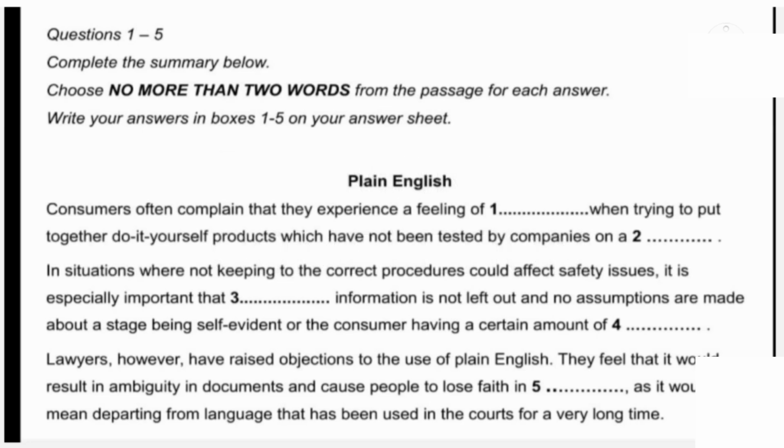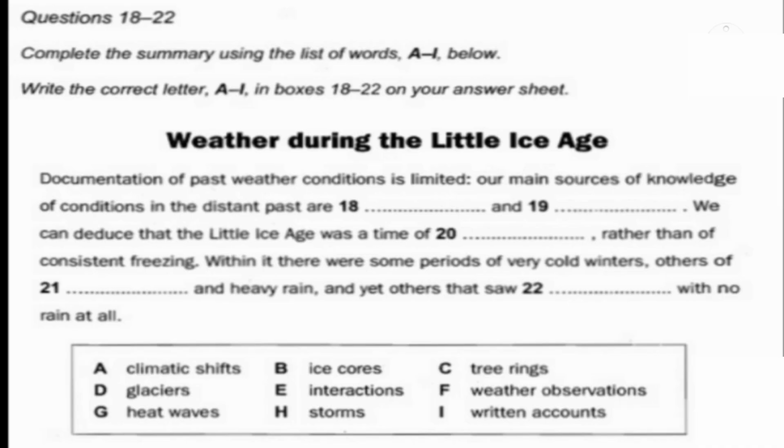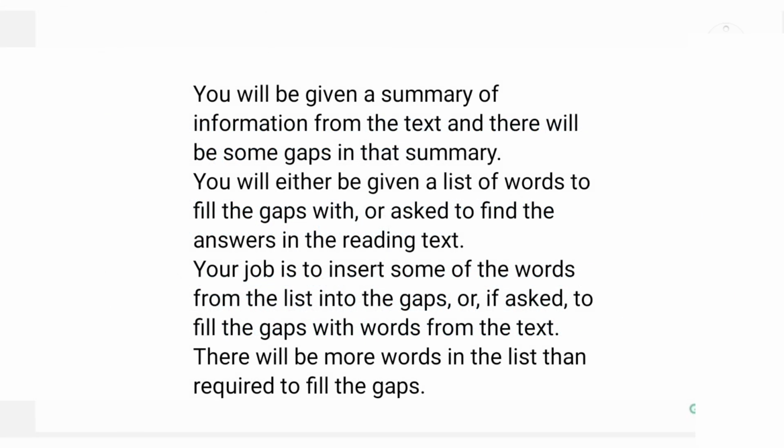In summary completion, we will be given a summary of information from the text, and there will be some gaps in that summary. We have to find the answer from the text by skimming and scanning, and then write it in our answer sheet. Or else sometimes the options will be given, like if there are 10 blank spaces in the summary and around 10 to 12 words given as options, and we have to write the choice number as the answer. So the type of answering should be noted from the question itself.